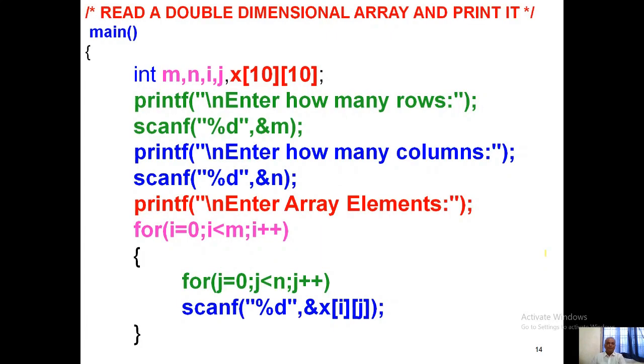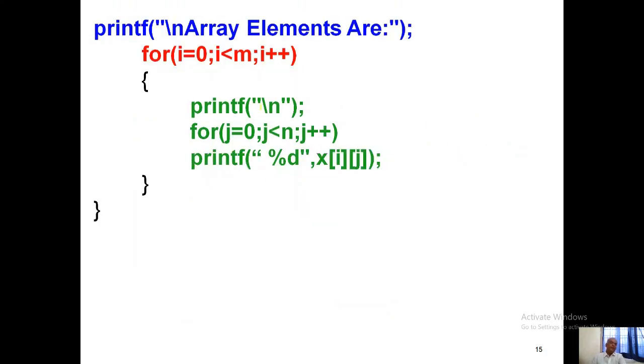Let's look at reading data from a double dimensional array and printing it. In the previous example we used only one for loop with the scanf statement, but here we use two for loops: for i equal to 0 for rows, for j equal to 0 for the columns. Similarly scanf, and the same way for printing. That is the double dimensional array.